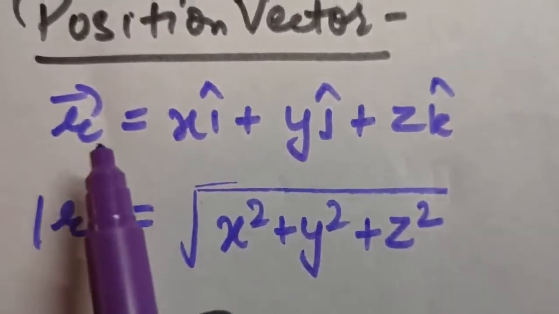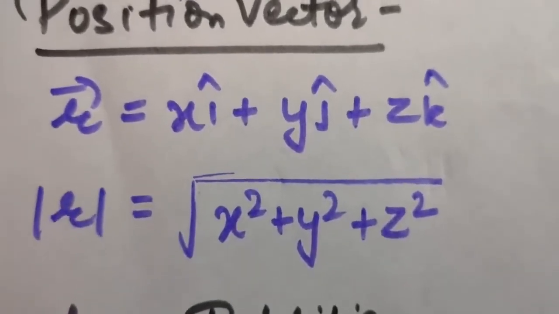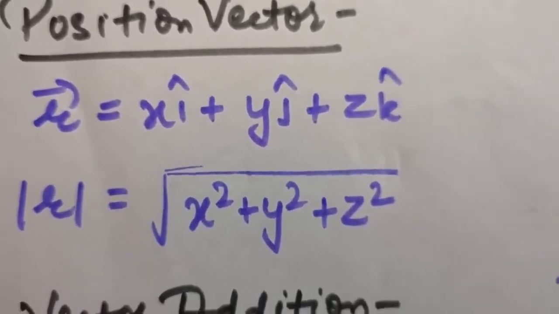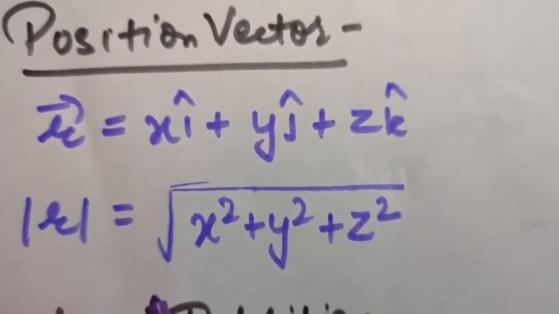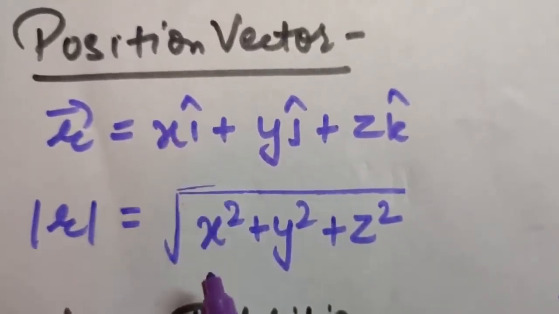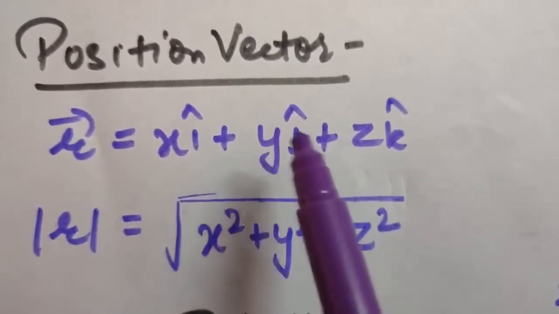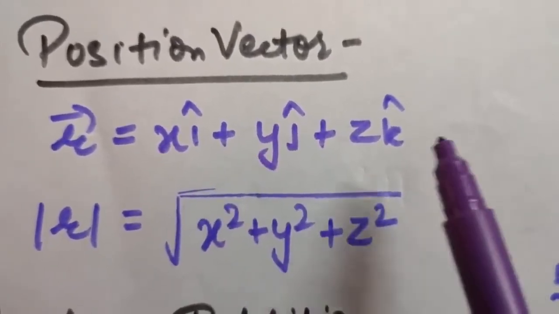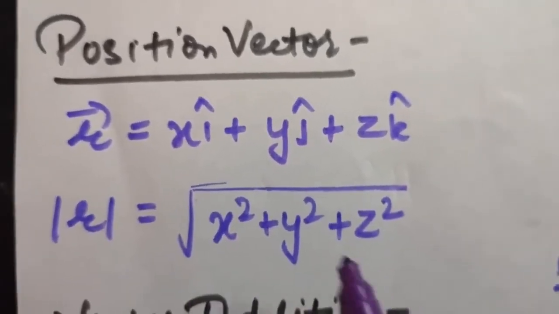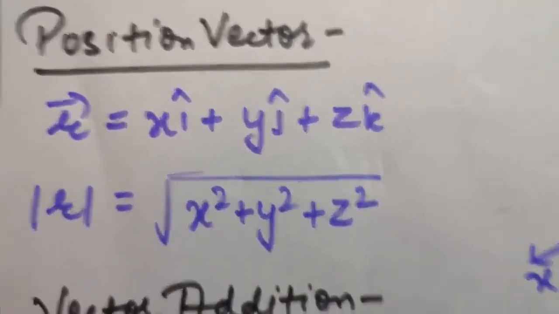Now if I want to calculate its modulus, or you can say its magnitude, the formula to calculate the magnitude of any vector is this: you will use under root x square, that is the component of i cap, the component of j cap is y, so plus y square, and the component of k cap is z, so plus z square. So this is the formula: under root x square plus y square plus z square.